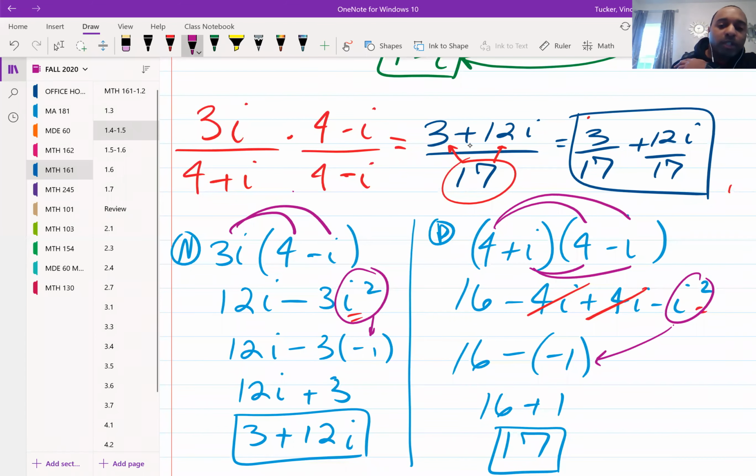So before we go to the denominator, questions on what we did there? And so, like I said, we're not here yet. We're just looking at the numerator. 3 plus 12i.